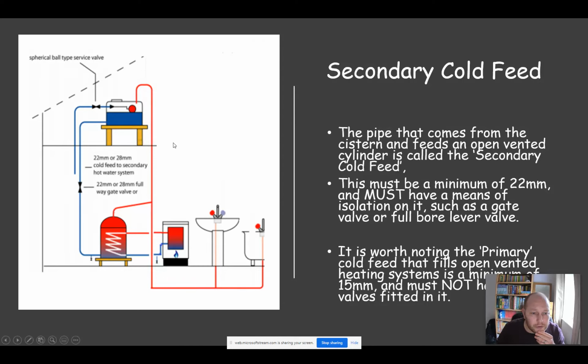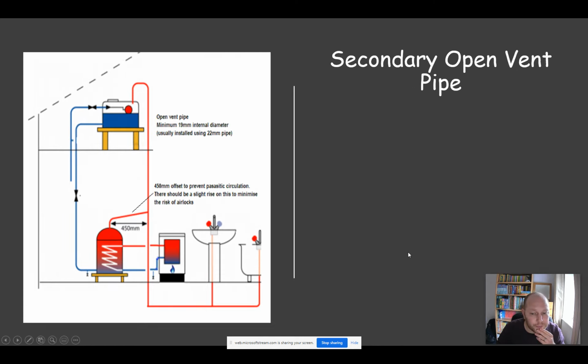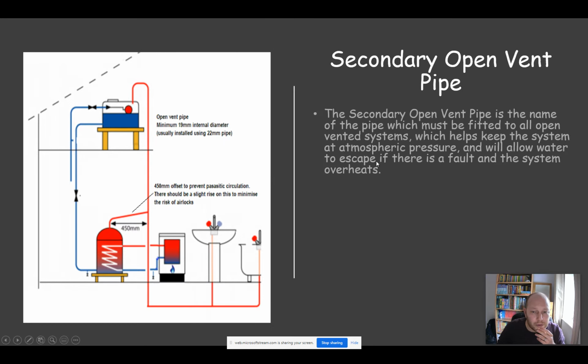So yeah, secondary cold feed, minimum 22, must have a valve in it. Primary cold feed feeds the heating side, minimum 15, must not have a valve in it. So secondary open vent pipe, there's a few things we need to know about this.